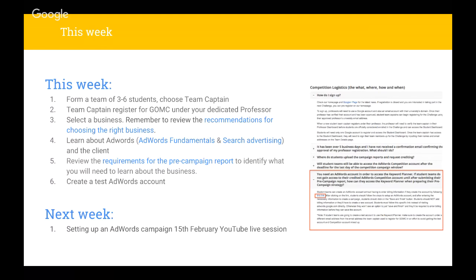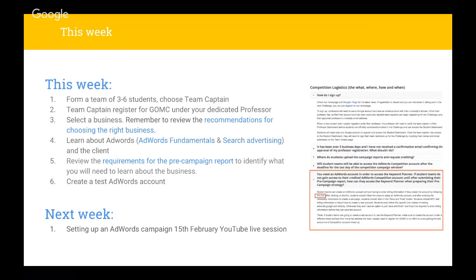So once you have a team, it's only the team captain that needs to register for GOMC under a specific and dedicated professor. So not all the members of the team should be registering, it's only the team captain. Which professor you have is something that either has been communicated to you directly already, or maybe you will be receiving an email about this, or yet another way of checking who your professor is and their email address is again going to that shared document on the G+ community.